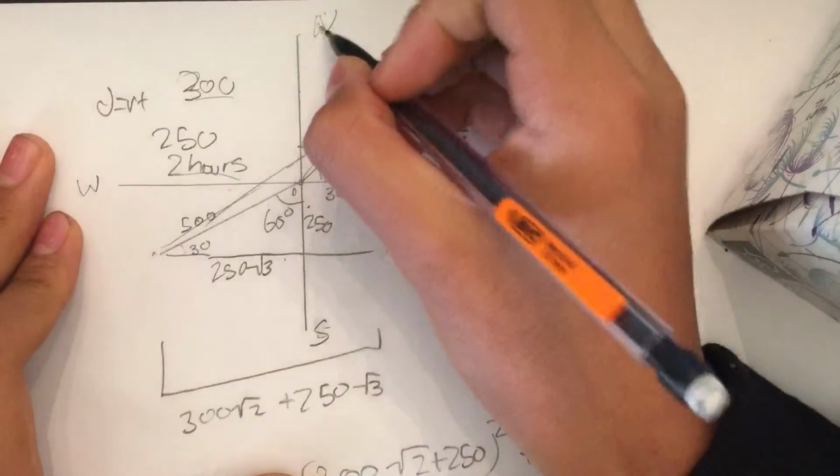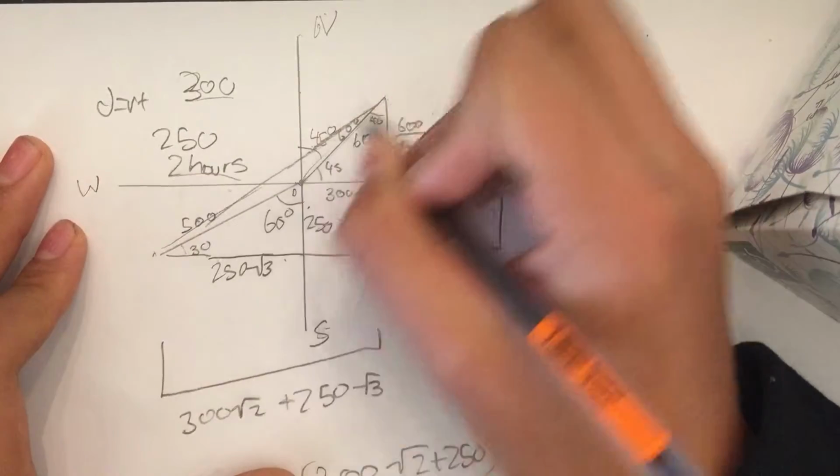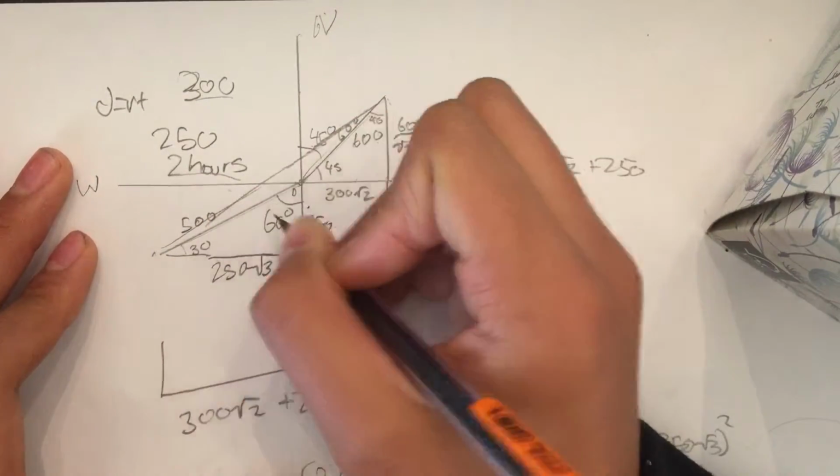This is a coordinate plane representing north, east, south, and west. And we have silver here going at 45 degrees east of north. So he's heading this way. And we have blue heading this way, 60 degrees west of south.